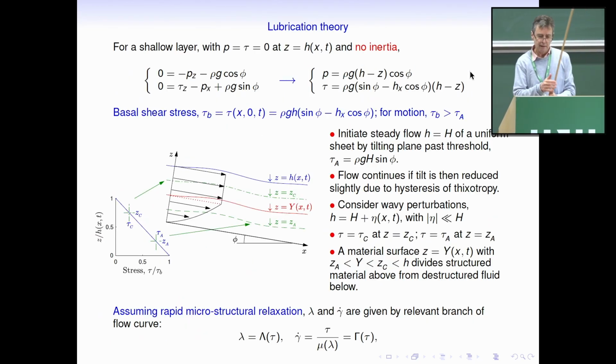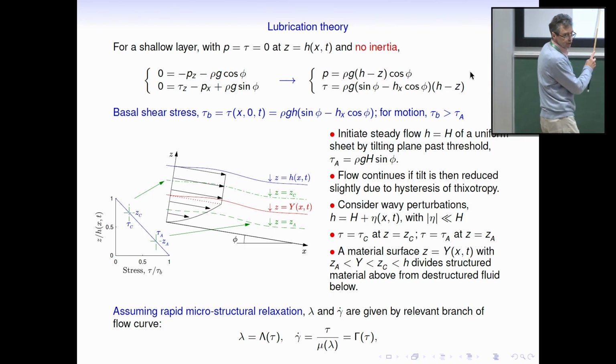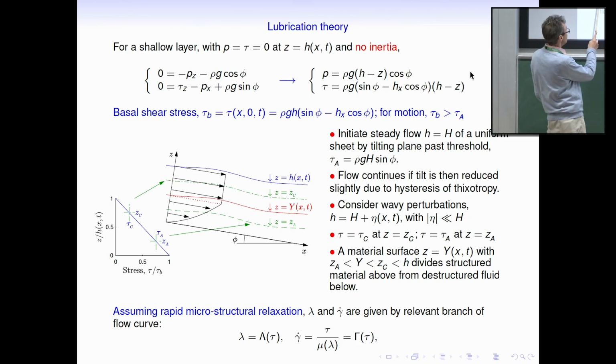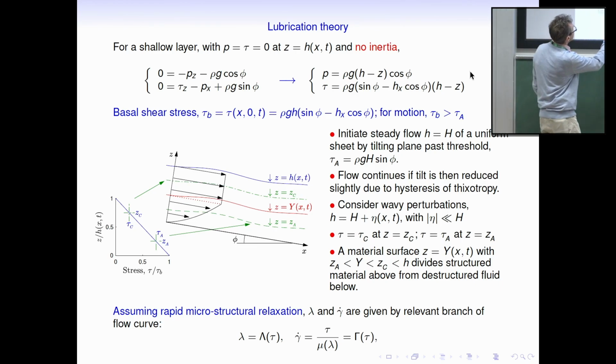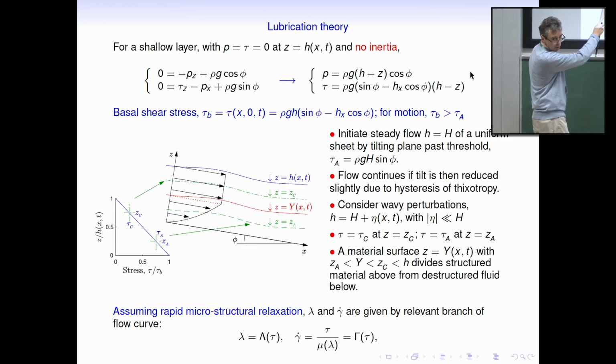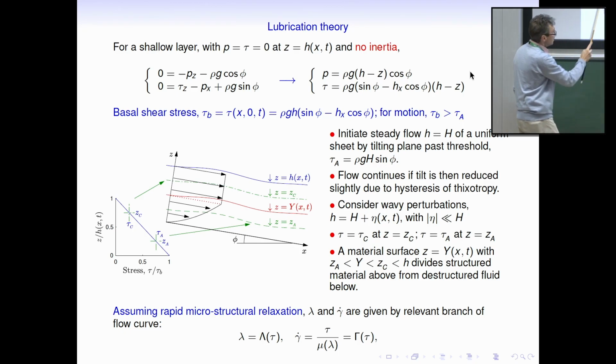Good. Okay, so I'm going to assume a shallow layer. I have no inertia. So in a shallow layer, the force balance equations basically boil down to these two. The equation normal to the plane underneath, we basically just have hydrostatic pressure. In the shallow layer, that's the main balance. This is Reynolds lubrication theory, and it's what you use for, say, a shallow viscous gravity current.